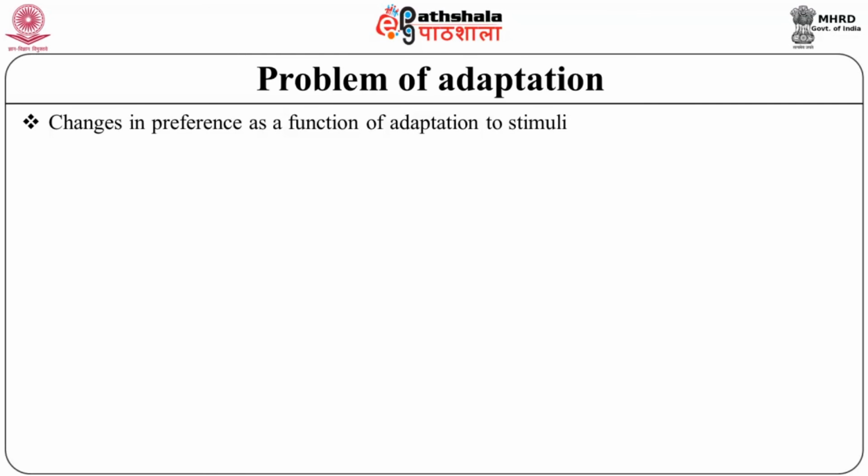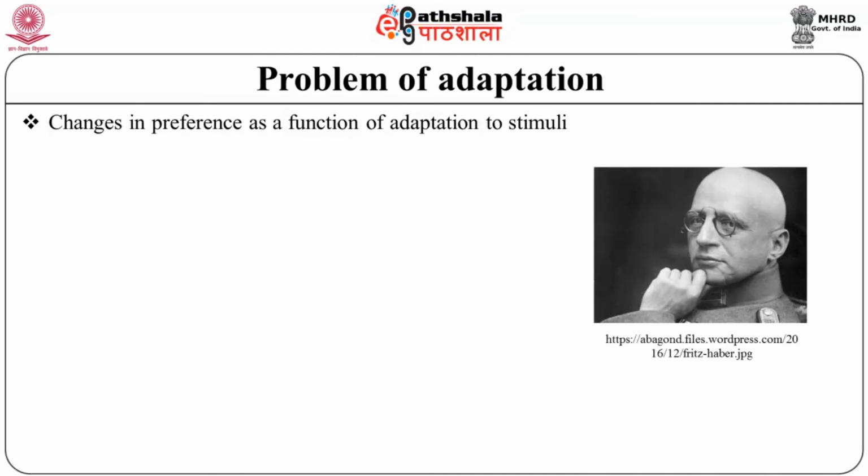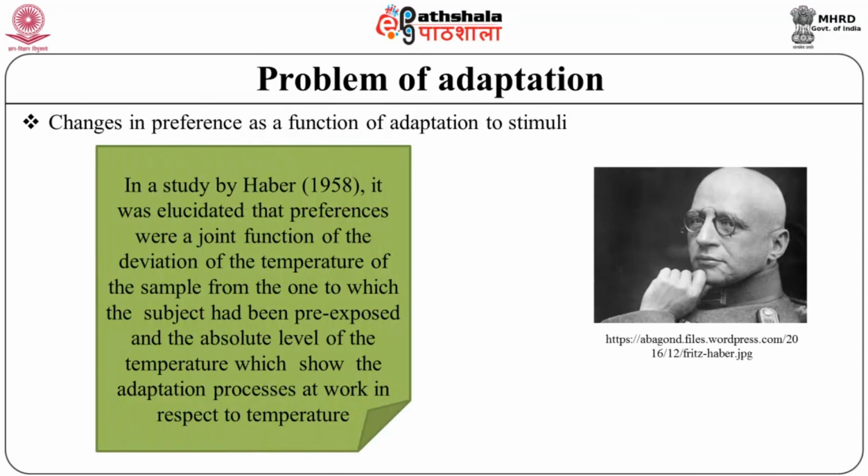Let us see the changes in preference as a function of adaptation to stimuli. In a study by Haber, subjects immersed one hand in water at a given temperature, and then their preference for water at other temperatures, both warmer and colder than the original temperature, was determined. Their preferences were found to be a joint function of the deviation of the temperature of the sample from the one to which the subject had been pre-exposed and the absolute level of the temperature.